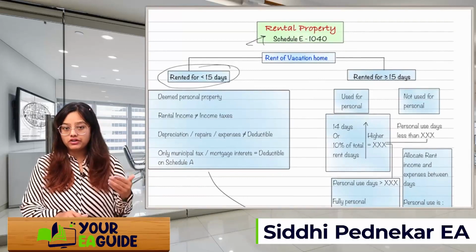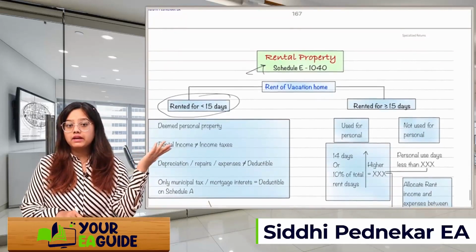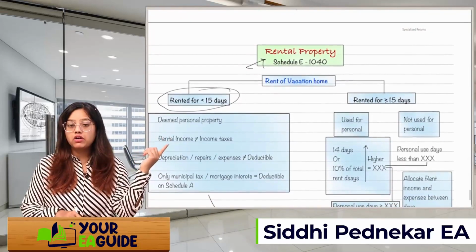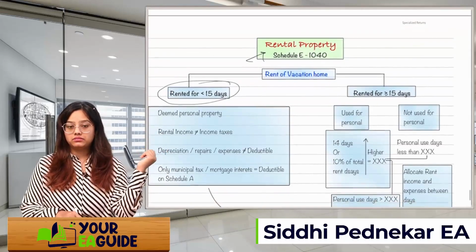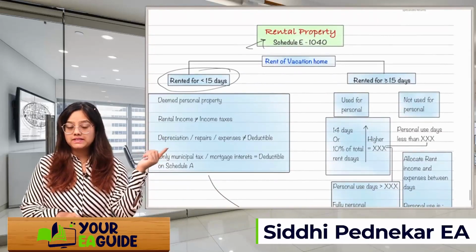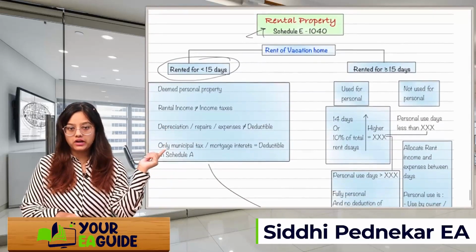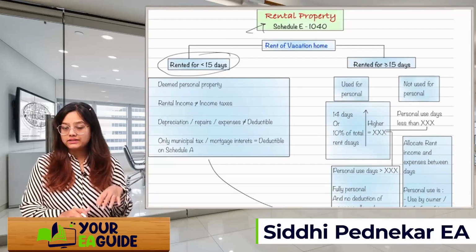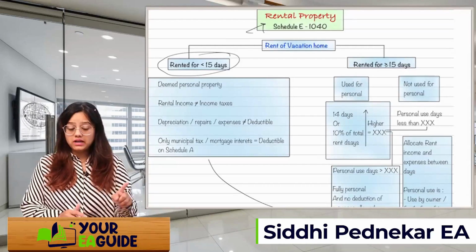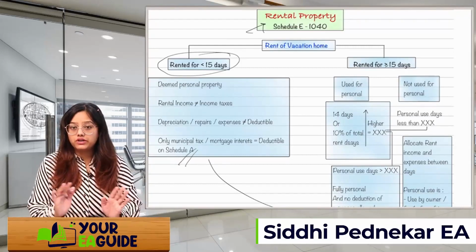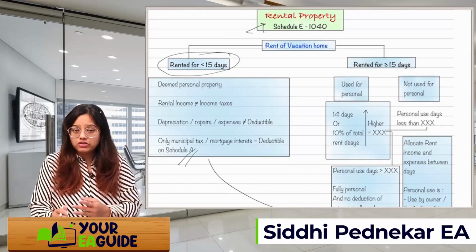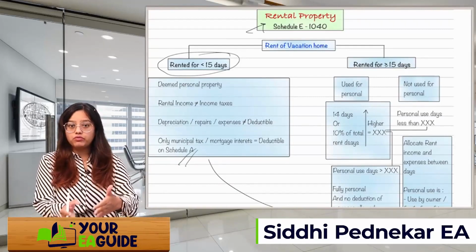If you have rented it for only 15 days in the whole year, then it will be deemed personal property and it will not be taxable. Then depreciation and repair expenses will also not be deductible. Only the municipal tax and mortgage interest will be deductible, and that too on Schedule A, not on Schedule E. No Schedule E will be filed if you have rented your home or property for up to 15 days.